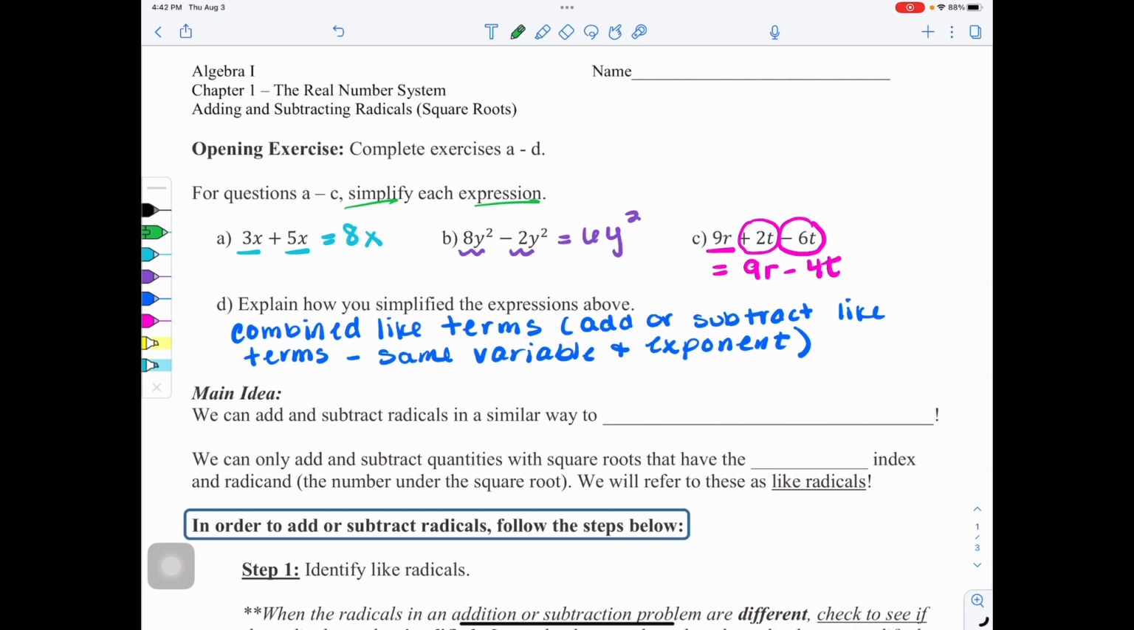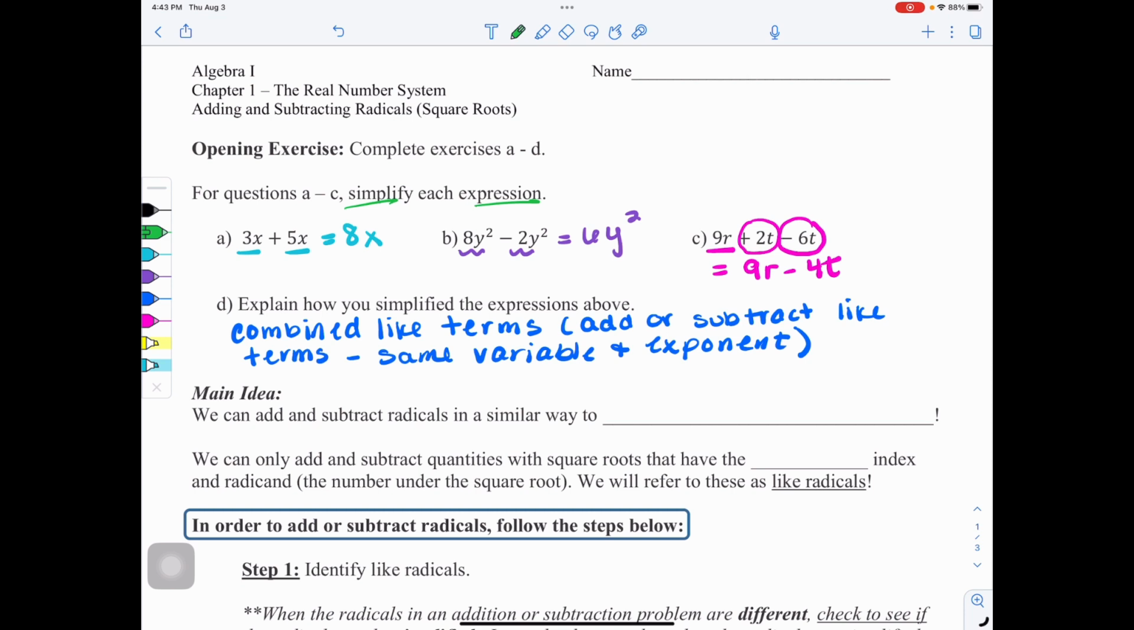And then in part C, I had some that were like terms and some that were not. 9r was kind of standing on its own. And you can see I coded 2t and negative 6t as like terms. So my overall answer would be 9r minus 4t.